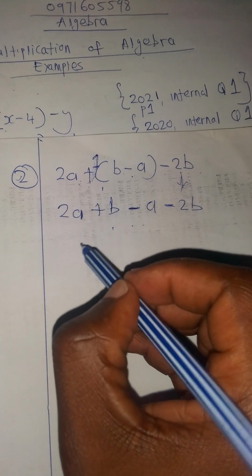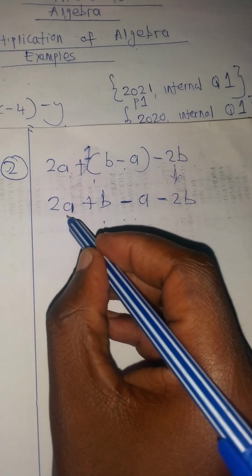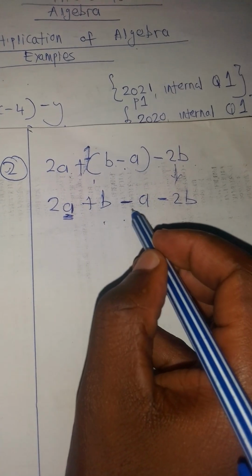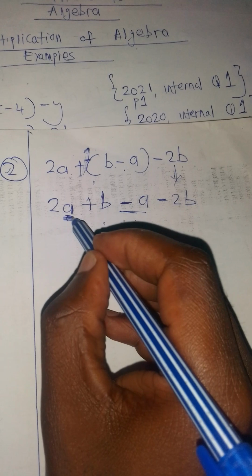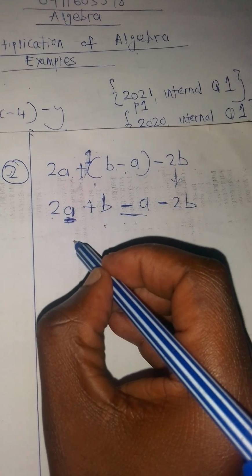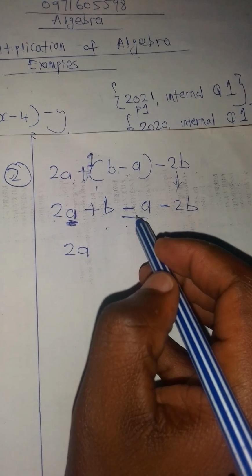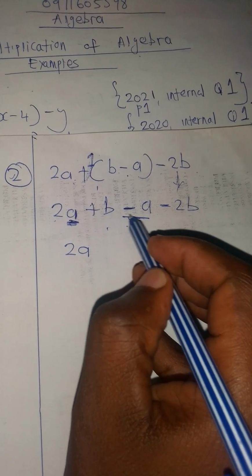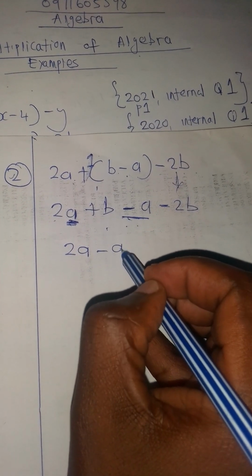Then the next thing now is to collect the like terms. We can see here there is a, and there is what? A. So we collect including the coefficient, or the number in front of the variable. So that's 2a. The next thing is this a, but this a, it has a what in front? A negative. So minus a.